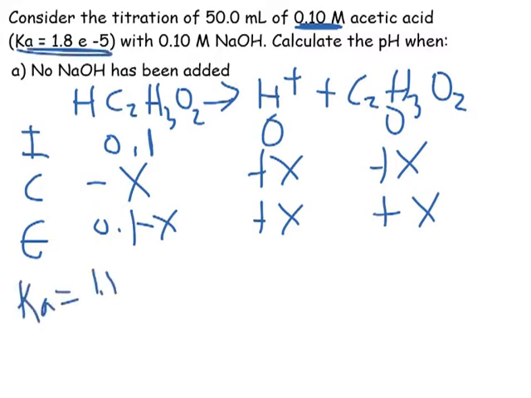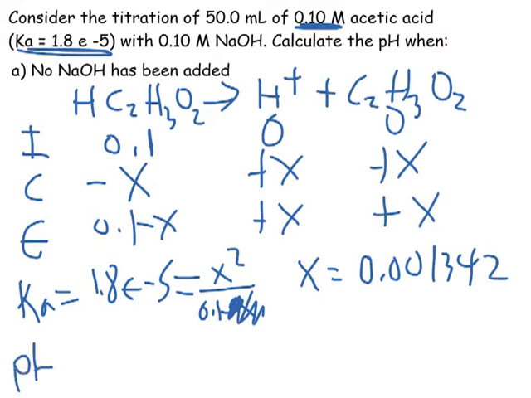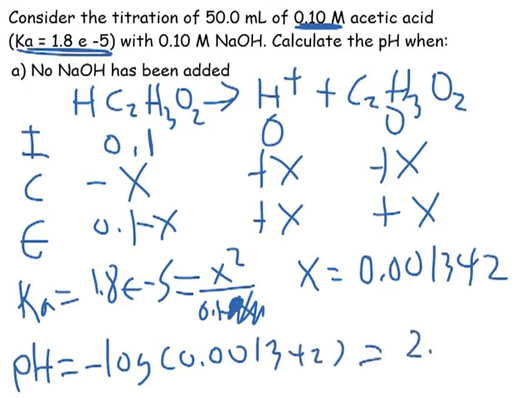Ka is equal to 1.8 times 10 to the negative fifth, which is equal to x squared over 0.1 minus x. And because x is going to be really small, we can ignore this minus x right here, making this problem a lot easier to solve. And if you solve it, you should get that x is equal to 0.001342. And now we just plug that into the pH equation, and you should get that the pH is 2.87.